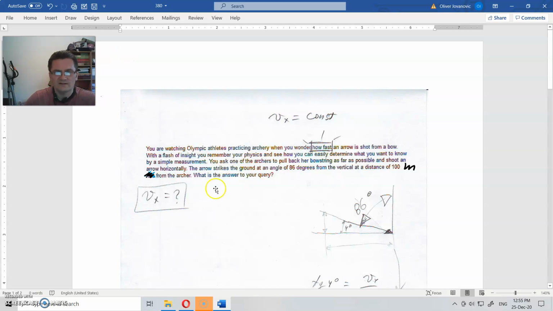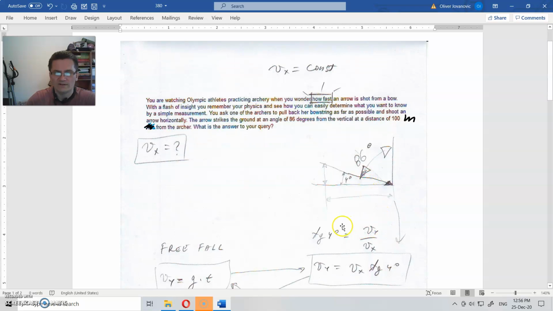What is the answer to your query? And what was the query? The query was initial velocity, or initial speed, but because it's just horizontal, we have only horizontal initial speed. So the arrow will fly like this, and after some time it will fall to the ground. But it will fall at an 86 degrees angle. If this is 86 degrees, this here is 4 degrees, because everything is 90.